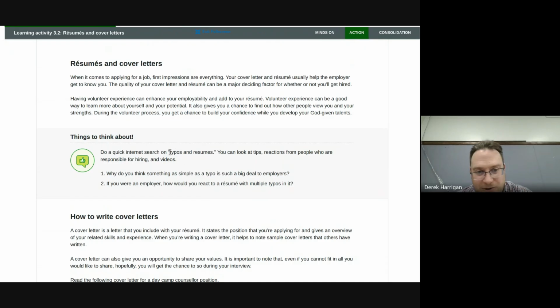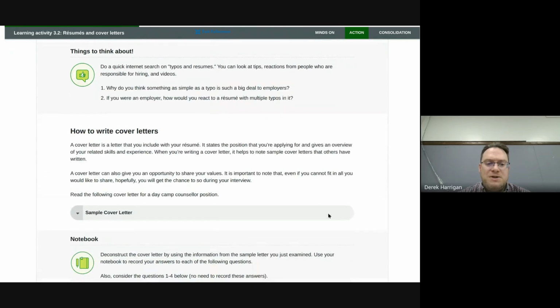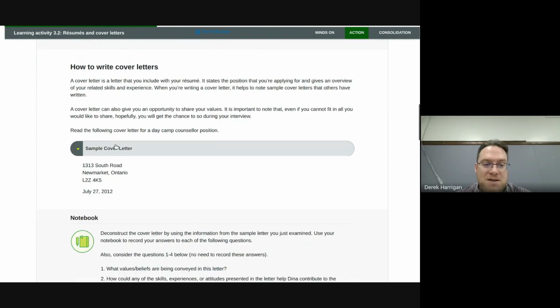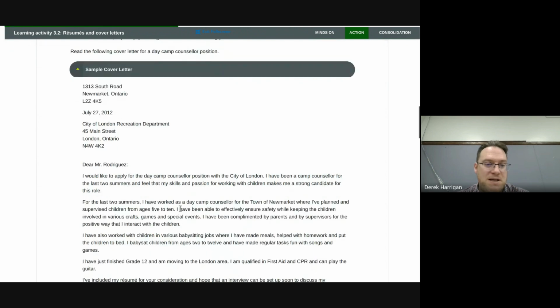If you take a look online, they'll give you some examples and they'll tell you exactly why. And so it gets you started here trying to explain how important it is to take a resume and a cover letter seriously and to make sure that there are no writing errors. Then it's going to get into how to write a cover letter. They're going to give you an explanation, and then they're going to give you a sample cover letter that you can take a look at here.